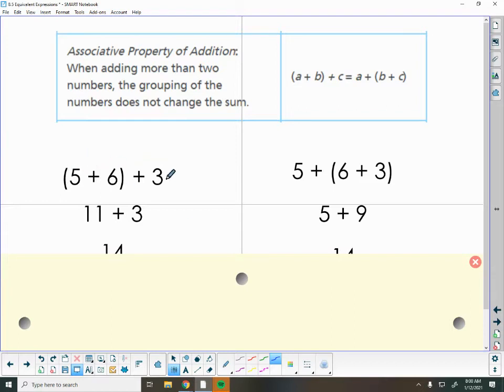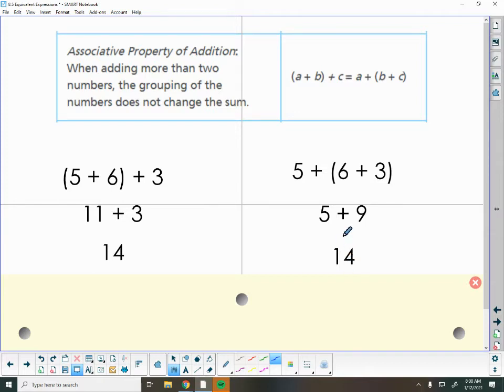So here we have 5, 6, and 3. If I do 5 plus 6 first, that's 11, plus 3 more is 14. If I group the 6 and the 3, if I associate the 6 and the 3 together first, I would do 6 plus 3 is 9, plus 5 more is 14.